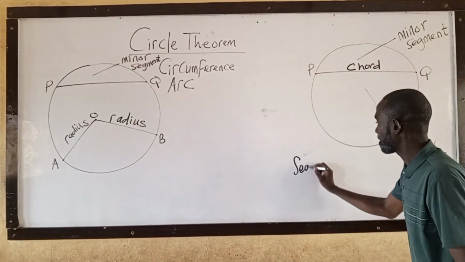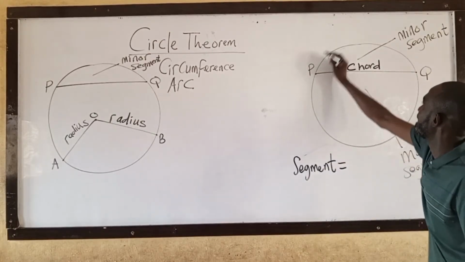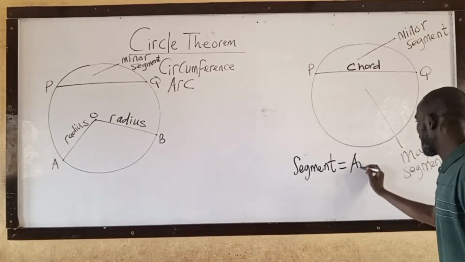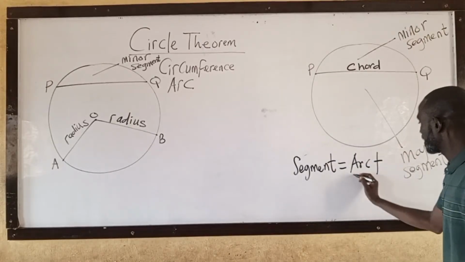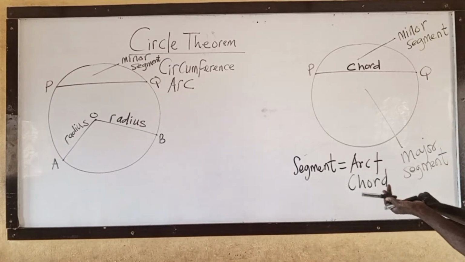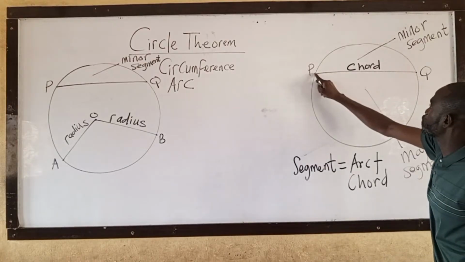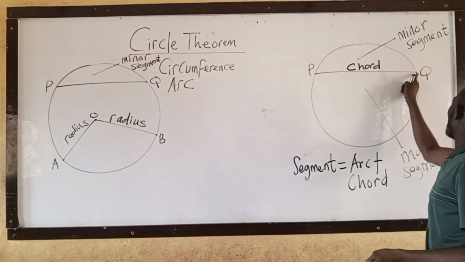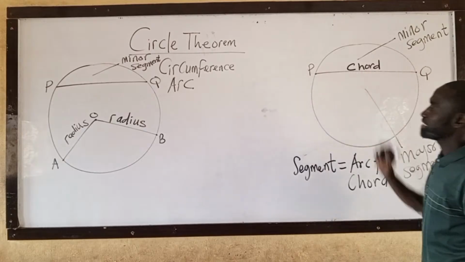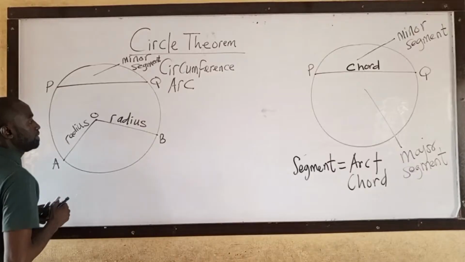So we can say the segment is equal to an arc and a chord. Take note of that. Are you with me now? So a segment is equal to an arc and a chord. Okay? So that one is clear.